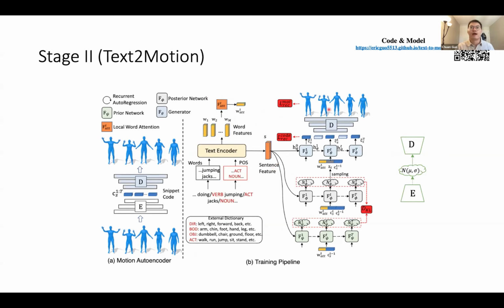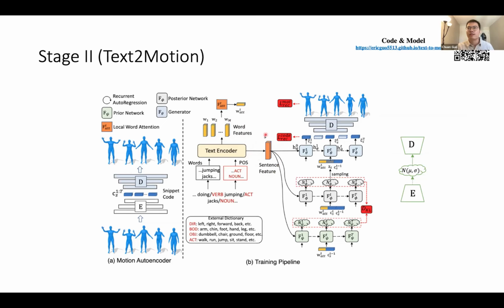And the second stage is the core part of the generation. This can be a little bit more complicated, but it is pretty much a conditional temporal variational autoencoder. The left part is basically the text encoder. If you give me the text description here, we have the words, and also the part of speech, like whether a word is an action or something like a noun. For the text encoder, in our work we simply use a bidirectional GRU, and we get the sentence feature at the last time step, and also the word feature at each time step.